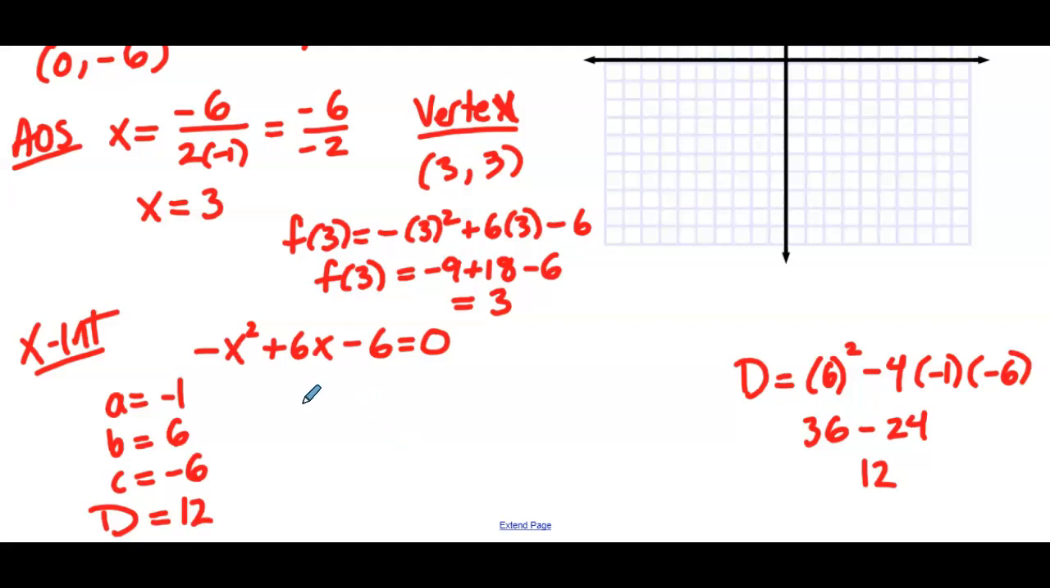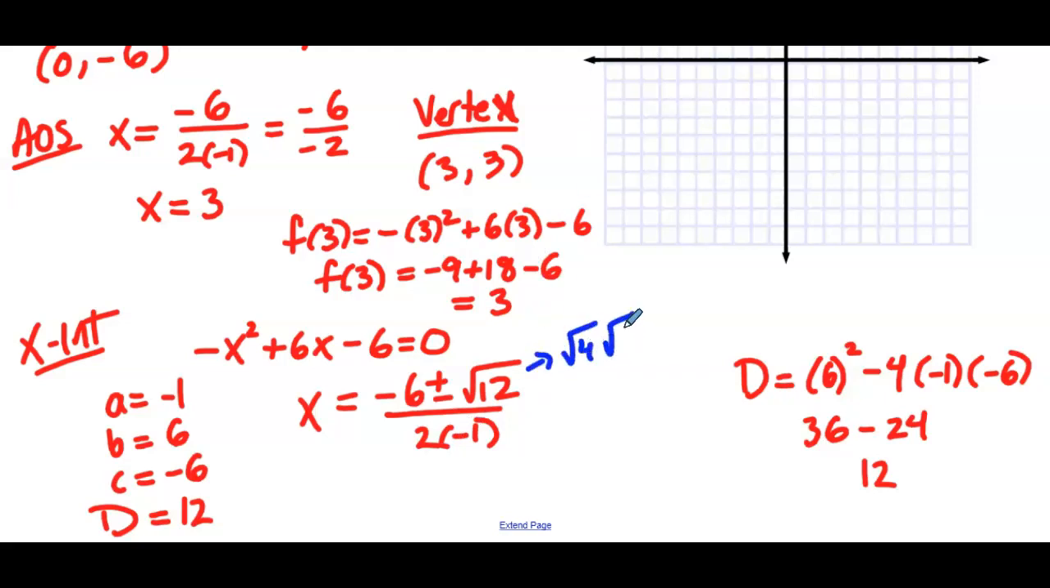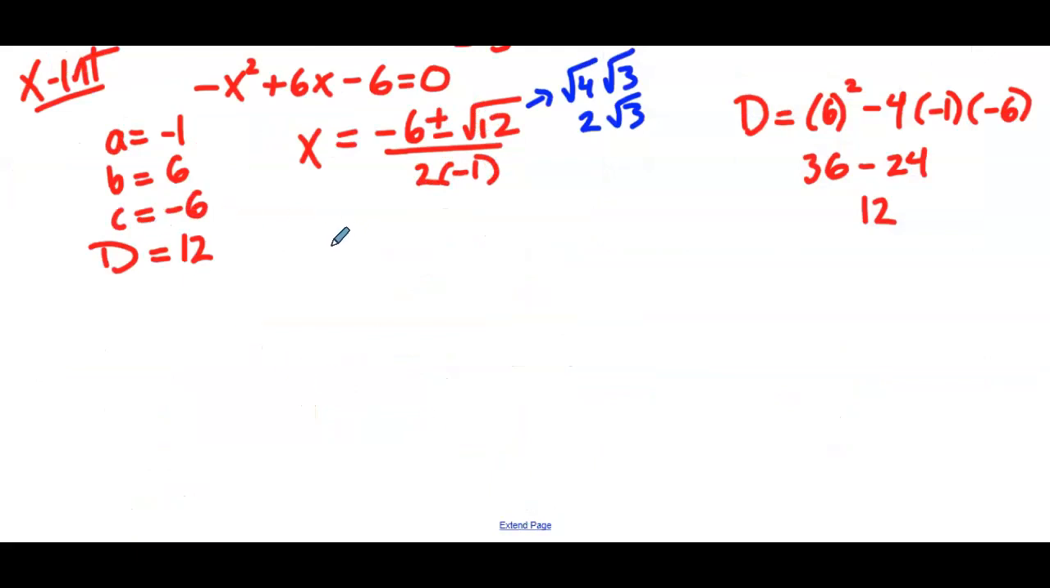So now we use the quadratic formula, so x equals -b plus or minus the square root of the discriminant, which is 12, over 2a, so 2 times -1. The square root of 12 can be simplified to the square root of 4 times the square root of 3, which is 2 times the square root of 3. So we have x equals -6 plus or minus 2 times the square root of 3 over -2.